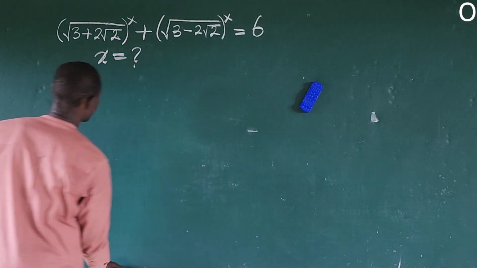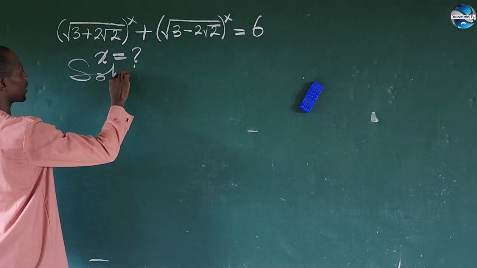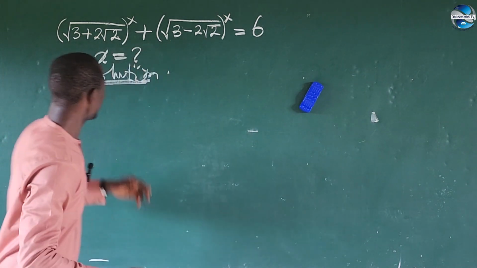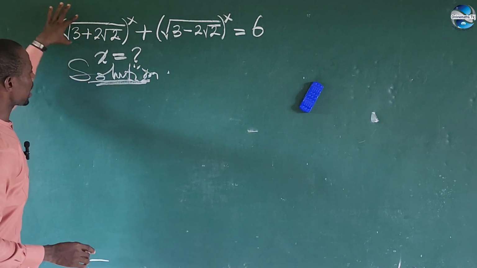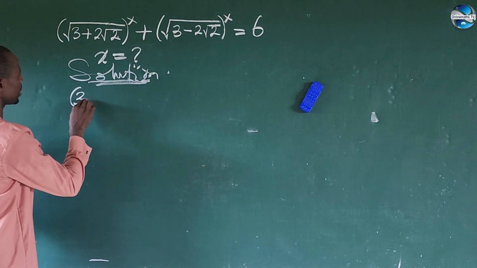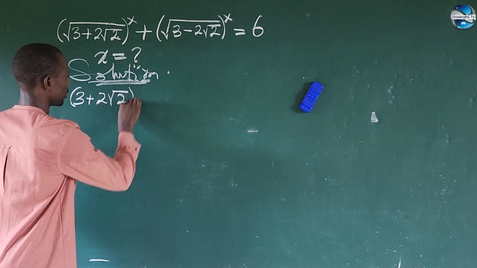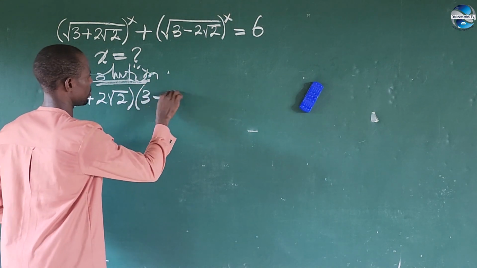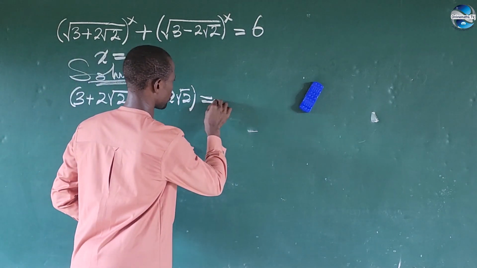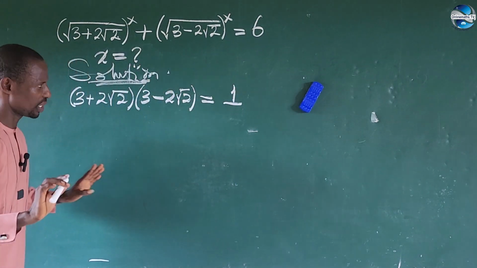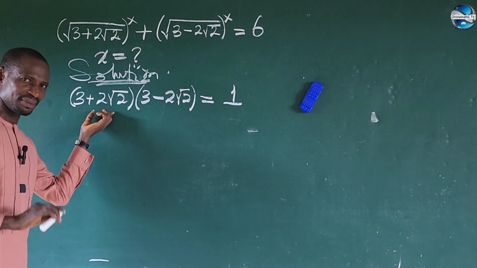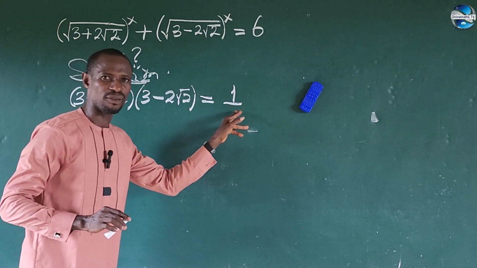All right, so we take our solution. Now what I'm going to do here is very easy. I'm going to take the content inside this radical, multiply by the content inside this radical also. So here we're going to have 3 plus 2 root 2, close bracket, 3 minus 2 root 2. Now, if you open this up, it will give us 1, because this is a conjugate of this. Do you get that? So if it is a conjugate, definitely we're going to have 1 from here.